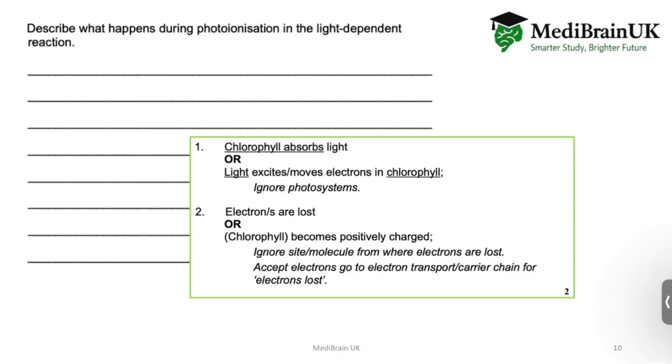And the second mark is coming from saying that electrons are lost. Okay, so remember, the electrons get excited and they move out of the chlorophyll and they move to the membrane, where they move along the carrier proteins which are embedded within the membrane of the chloroplast. Okay, so those are the 2 marks that you need to mention when it comes to answering a question like this. Again, this is a common exam question. That's the model mark scheme answer that you need to state to get the marks.